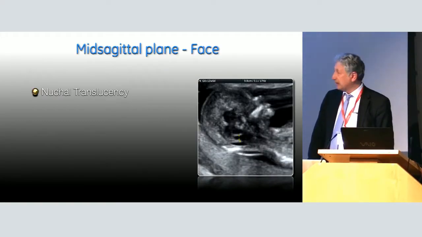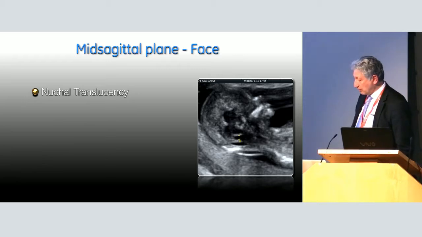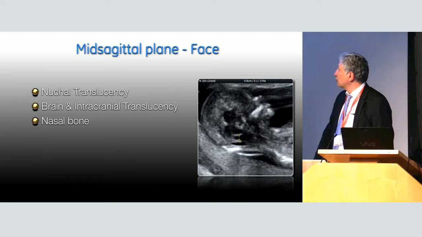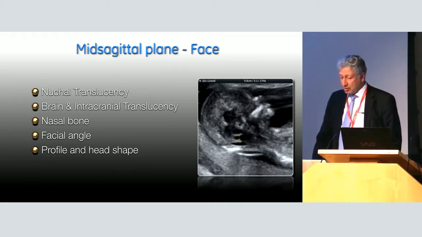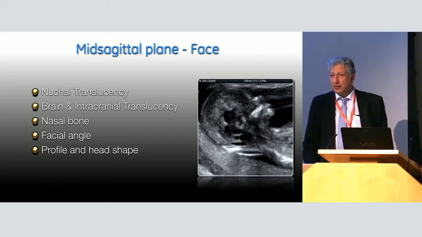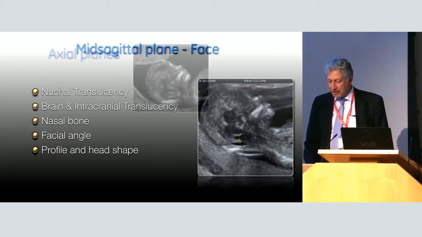But we have learned today that what you have to do when you look at the face is to examine it systematically, like every other organ. So what we are doing in general is, when we look at the nuchal translucency, we are looking at the face as well. And in addition to the nasal bone, we can check the facial angle as a hint. And of course, we do it automatically to check the profile and the head shape.